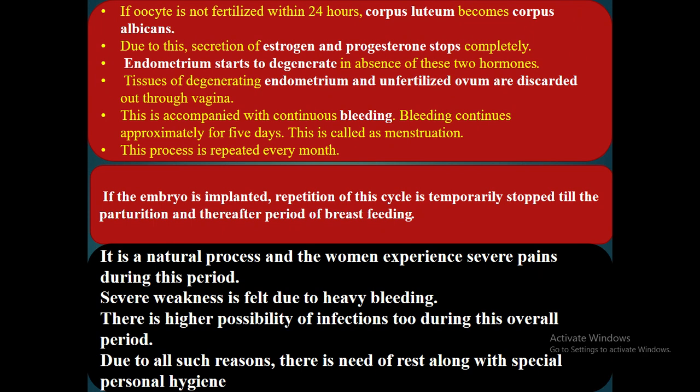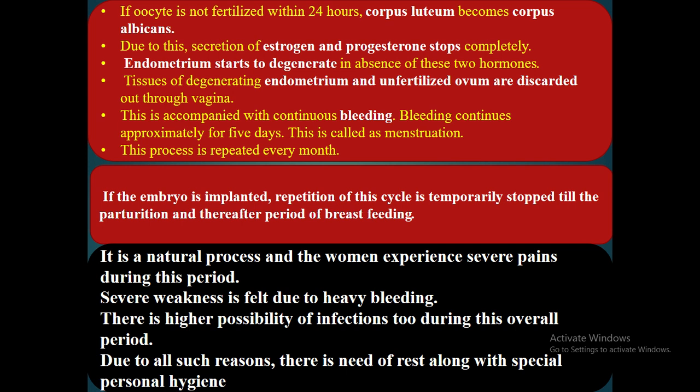If the oocyte is not fertilized within 24 hours, the corpus luteum becomes the corpus albicans and stops the secretion of estrogen and progesterone. The endometrium will start degenerating, and in the absence of these two hormones, the endometrium and unfertilized ovum are discarded through the vagina, accompanied by continuous bleeding. The bleeding continues approximately for 4 to 5 days, and this is called menstruation. This process is repeated every month.